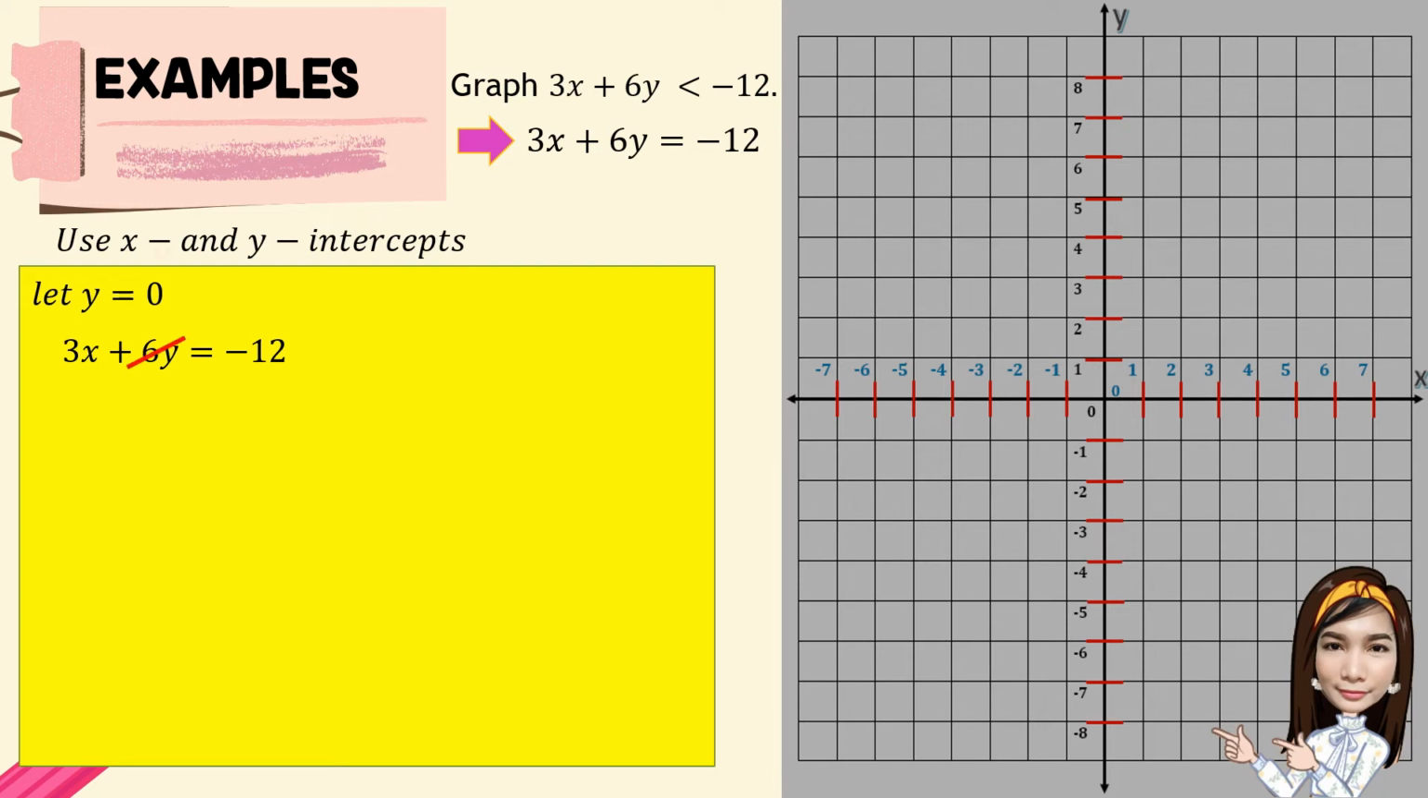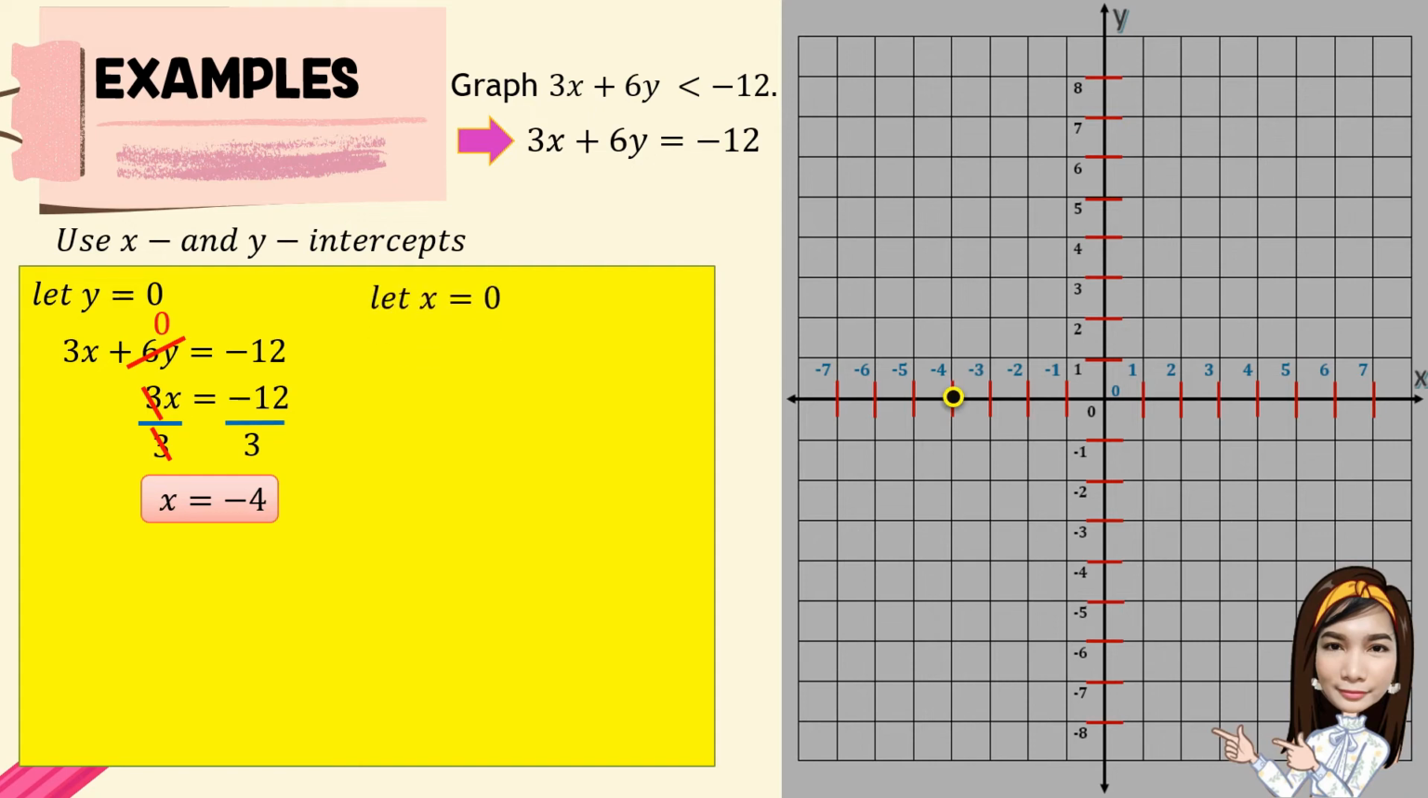So 6 times 0 is equal to 0. So the remaining there is 3x is equal to negative 12. Then divide both sides by 3. So 3 divided by 3 is equal to 1 times x is equal to x equals negative 12 divided by 3 equals negative 4. So the x-intercept is negative 4 located on the x-axis on the left of the origin.